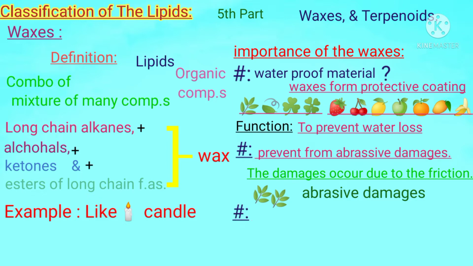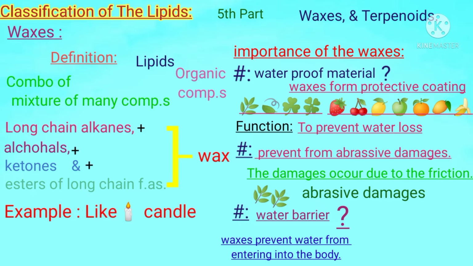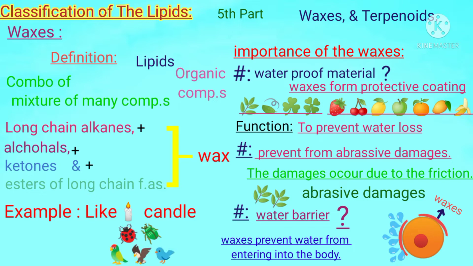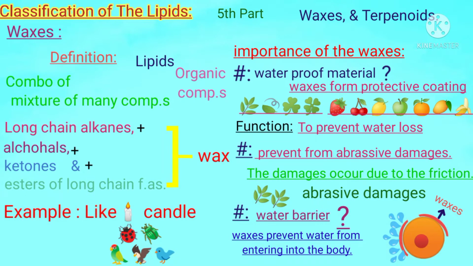Next, waxes also act as a water barrier. What is meant by the water barrier? Students, it means that waxes don't allow the water to enter into the body. So when waxes are present on a surface, they retard the water supply from entering into the body cells from outside of the cells. That is the reason that waxes are present in insects, birds, and in many animals like sheep.